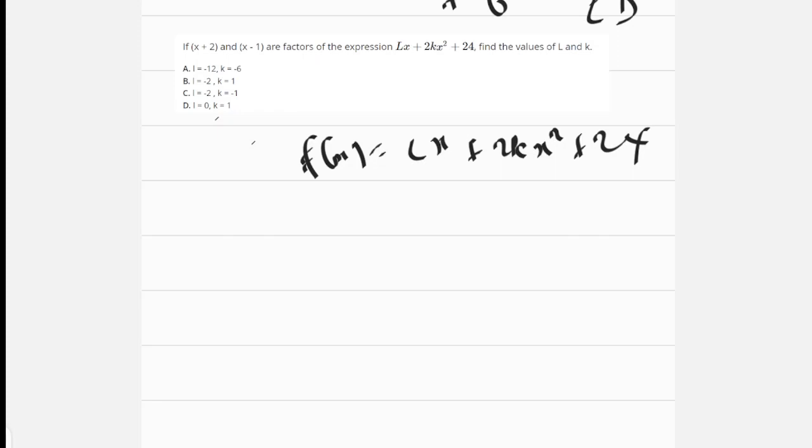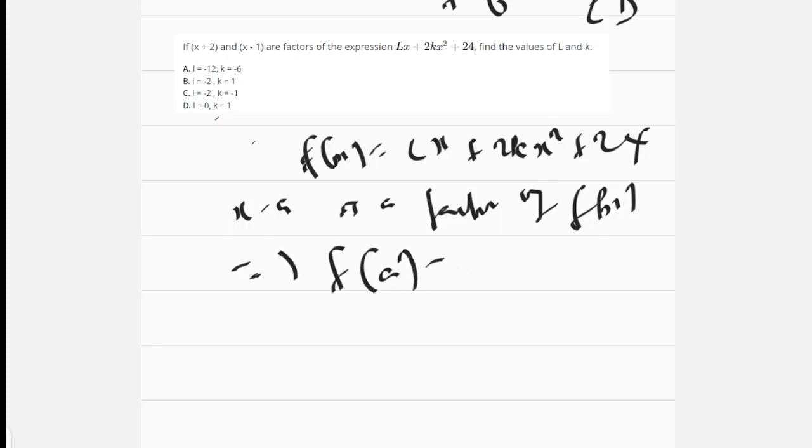So then, if s plus 2... don't forget, if s minus a is a factor of f of x, you know that's the factor theorem. If s minus a is a factor of f of x, this implies that f of a is equal to 0. That is, a is a root of that expression.